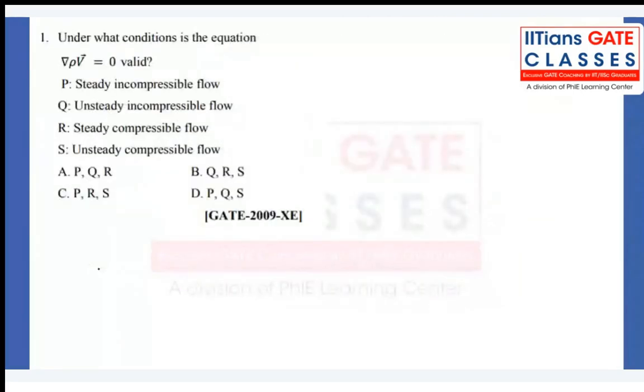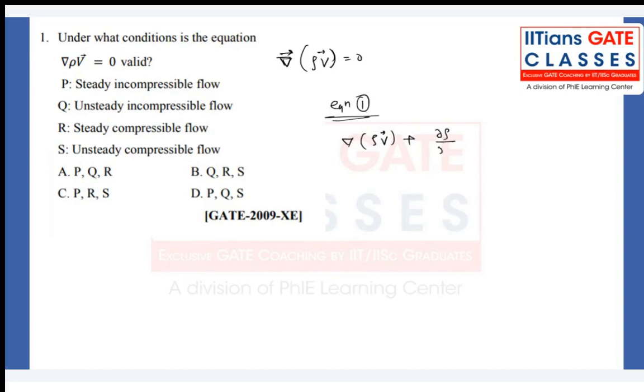Here, under what condition is this del dot rho V equal to 0? So what is the full-fledged equation, equation number 1? When we write the full-fledged equation, del dot rho V plus dou rho by dou t is equal to 0. This is the equation we have.